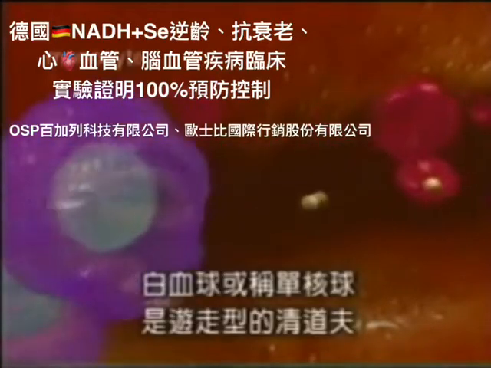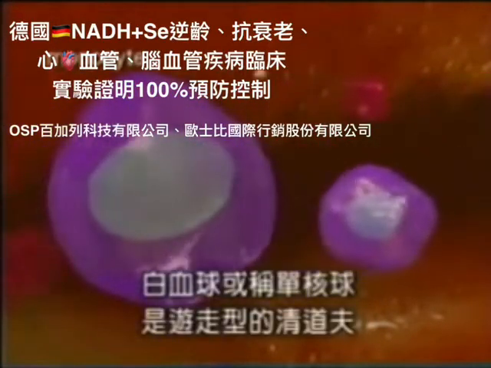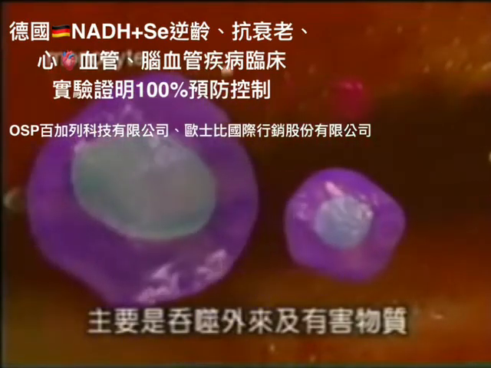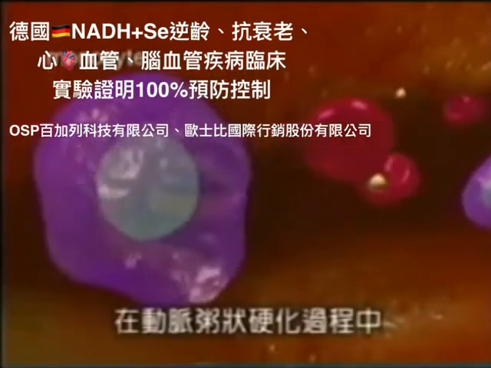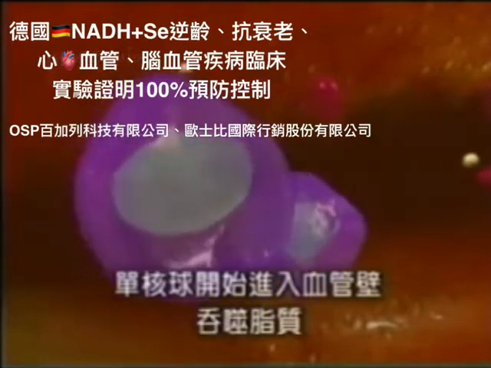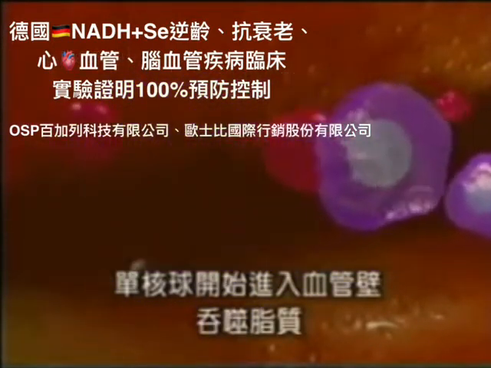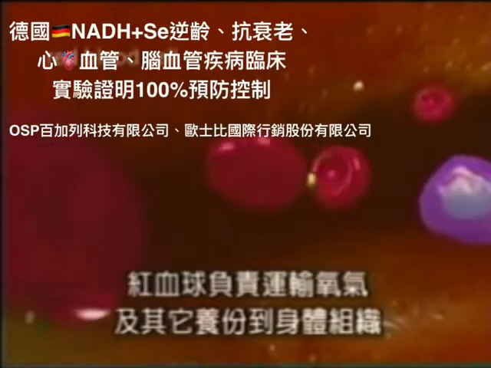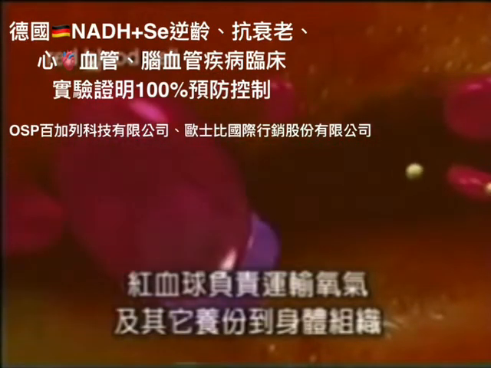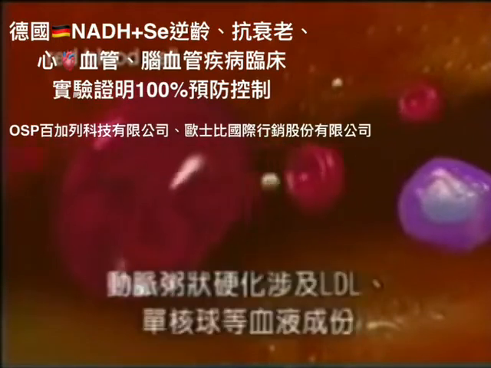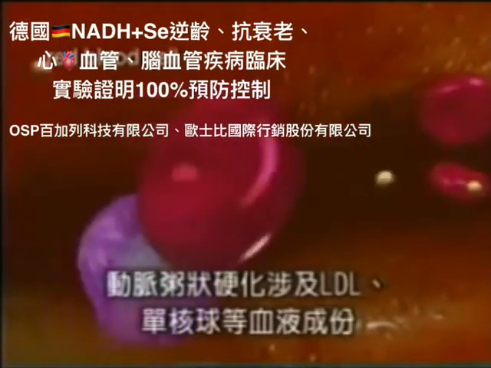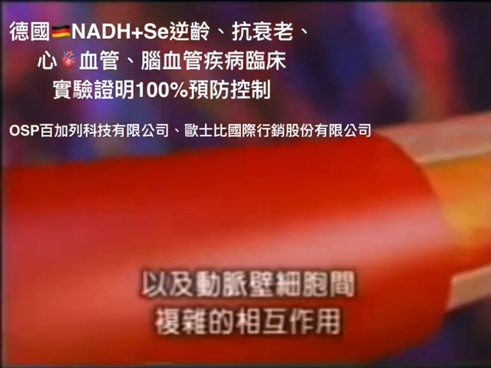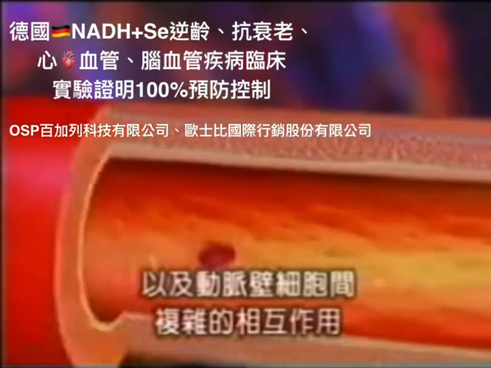White blood cells, called monocytes, are wandering scavengers that have the primary function of consuming foreign or damaging substances. Monocytes participate in the atherosclerotic process by taking up residence within the vessel wall and consuming lipids. Red blood cells are the transporters of oxygen and other nutrients to the body's tissues. Atherosclerosis develops from complex interactions between LDL, constituents of blood such as monocytes, and cells in the arterial wall.